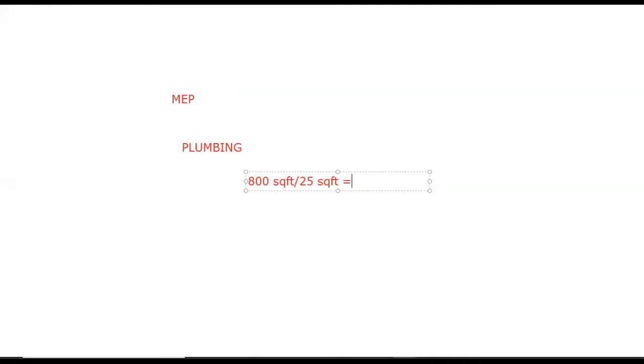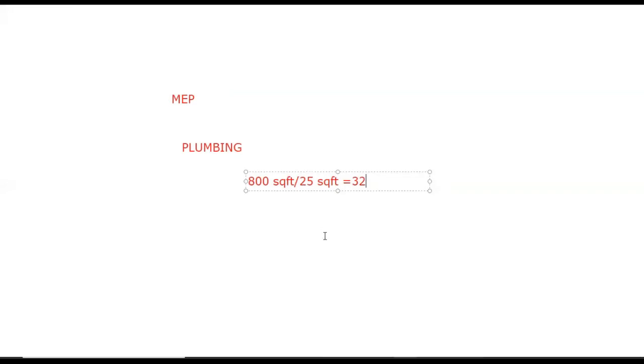So how much will it be? That will be 32 people. It might be more, it might be less, because we don't have any actual condition. Simply we have considered 20 or 25 square feet for a single person. Sometimes it can be 15 square feet also. So if we consider 25 square feet per person, then the number of people will be 32.